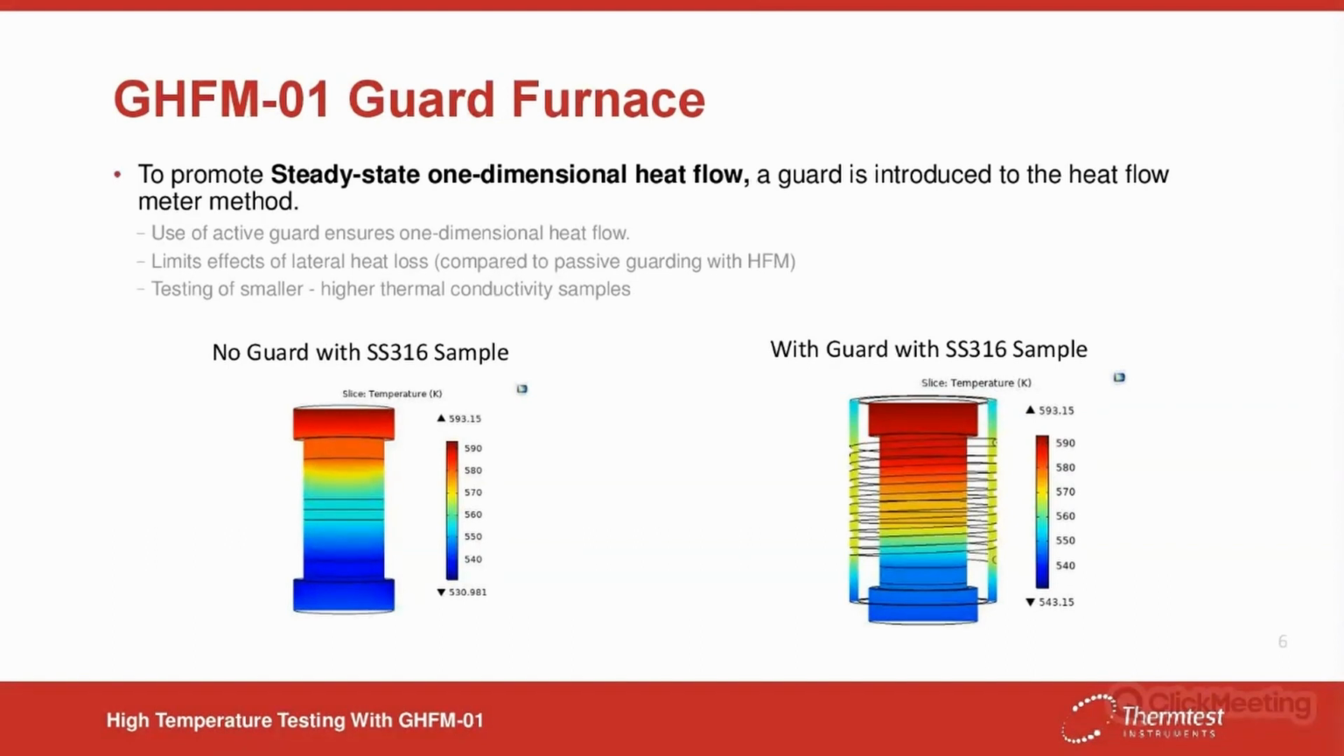So again, this is different than the passive guarding, which we talk about in our standard heat flow meter. This is active guarding. The passive guarding works off of additional material, typically insulating materials. It works off the principle of extra material to promote one-dimensional heat flow, whereas active guarding allows you to test much smaller samples, typically 50 to 50.8 millimeters in diameter, and thickness is up to 25 millimeters. That guard allows us to really expand the steady state heat flow meter method to higher ranges of thermal conductivity or lower resistance.